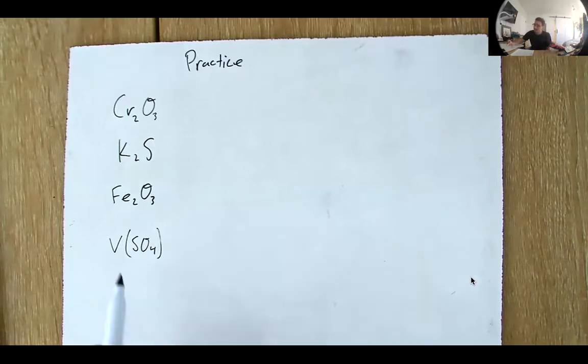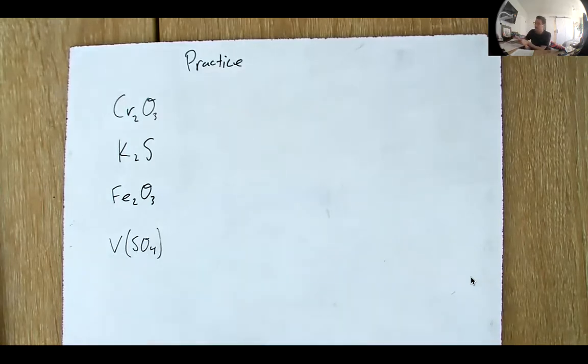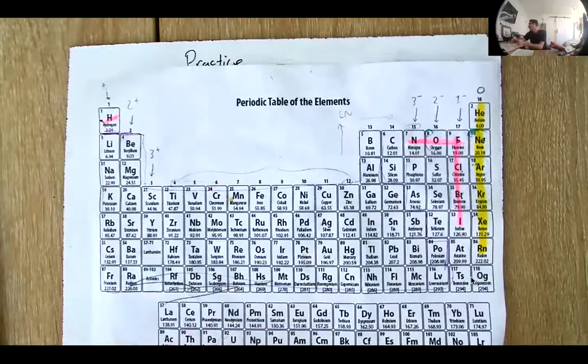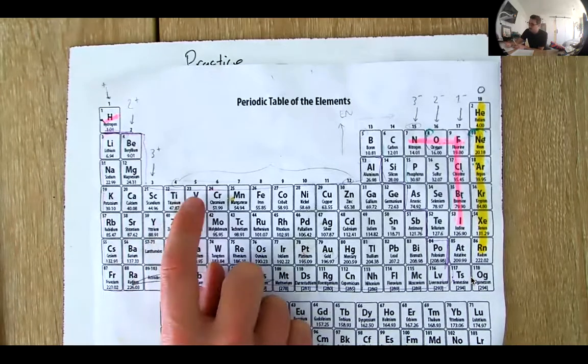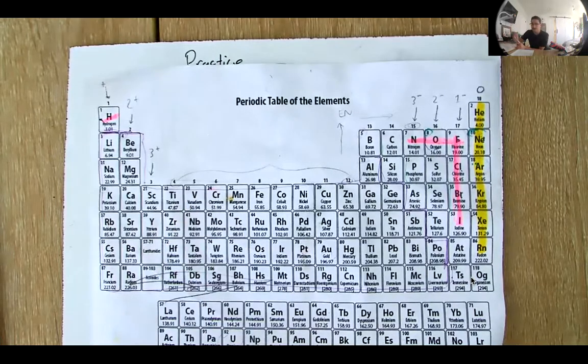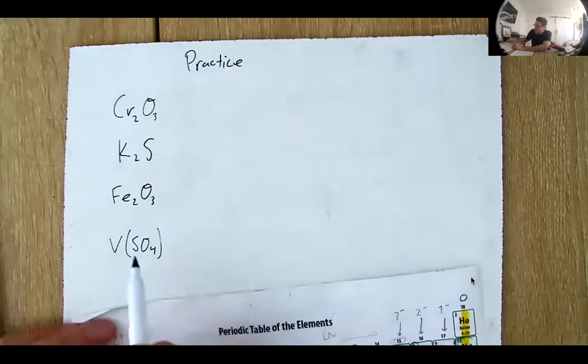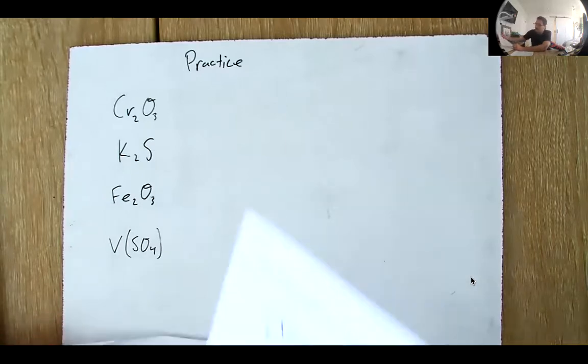Okay, well, it looks like this is an ionic compound because it's between a metal and a nonmetal. How did I know it was a metal? Well, we have vanadium, which is located right here, V for vanadium. And we have sulfate, which is a nonmetal polyatomic ion. All right, and is it binary? Well, no, it's not binary because there are three different elements present.